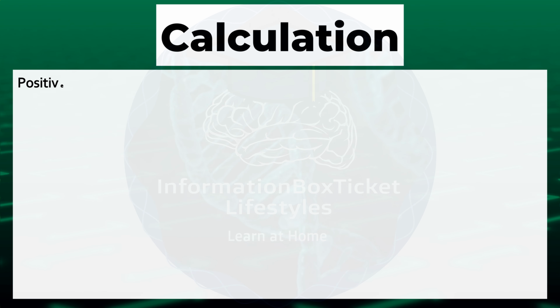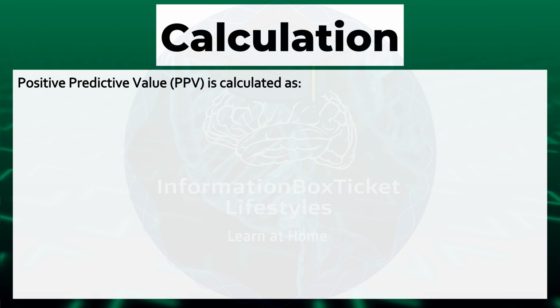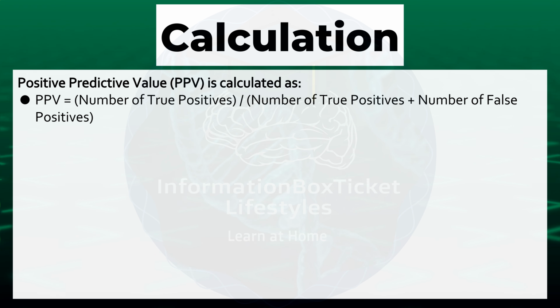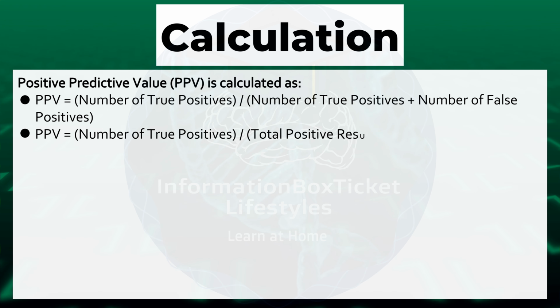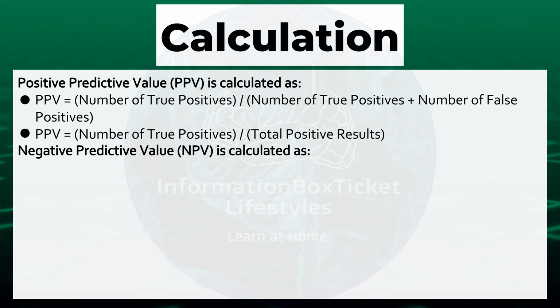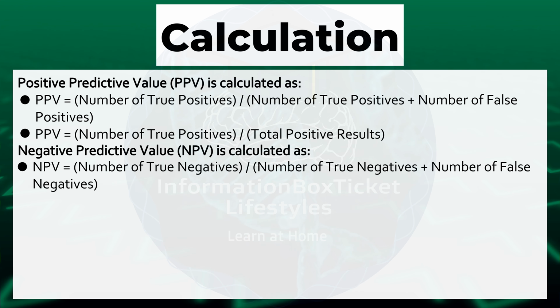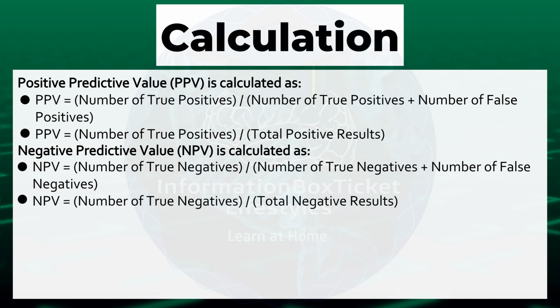Calculation. Positive predictive value equals number of true positives divided by the number of true positives plus number of false positives. Positive predictive value equals number of true positives divided by total positive results. Negative predictive value equals number of true negatives divided by number of true negatives plus number of false negatives. Negative predictive value equals number of true negatives divided by total negative results.